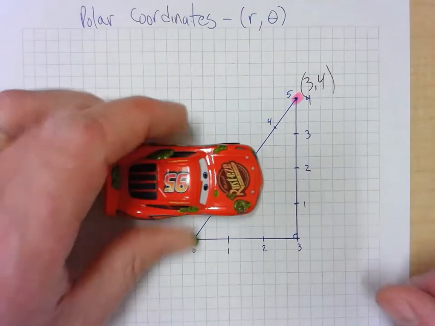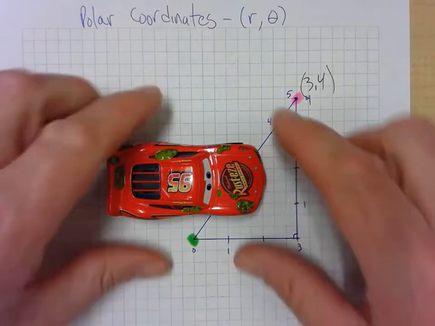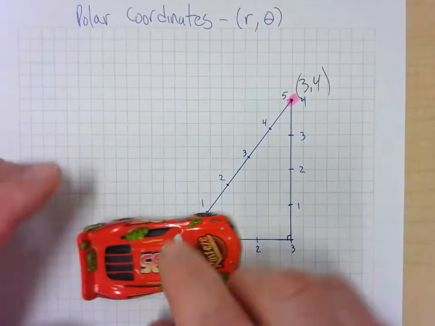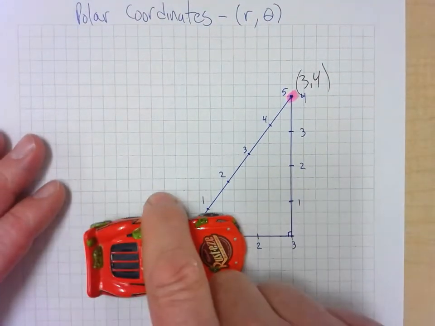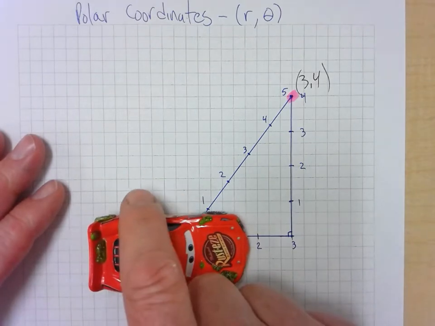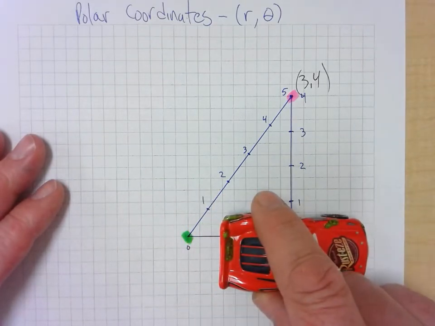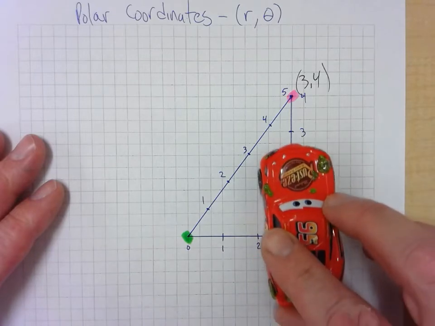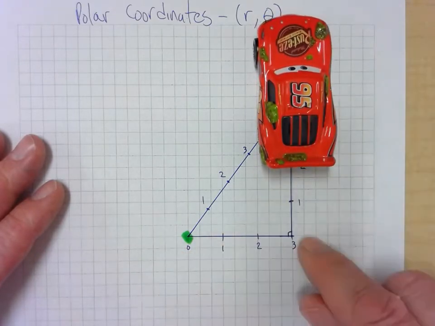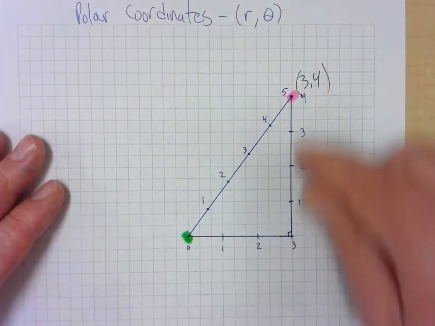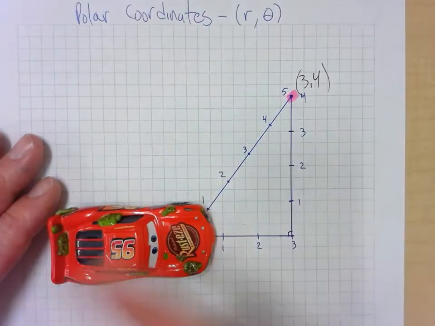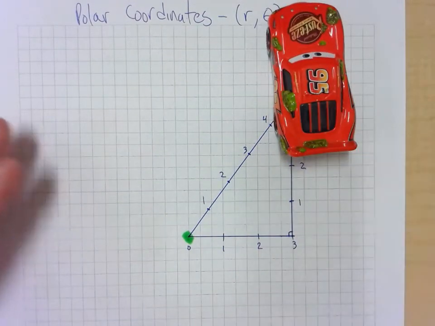Let's be a car now. Hey, it's Cactus Lightning McQueen. See the cactus on there? So Cactus Lightning McQueen starts here at the beginning, and he goes over 3, makes a left-hand turn, and then travels 4. So 3, 4. That's a distance of 7. 3 and 4 makes 7. Lightning McQueen has to travel on the roads.